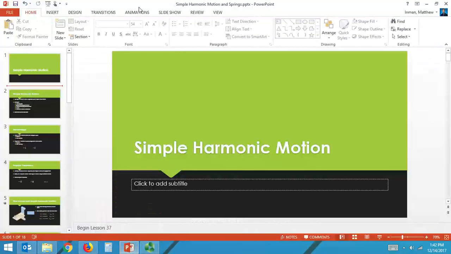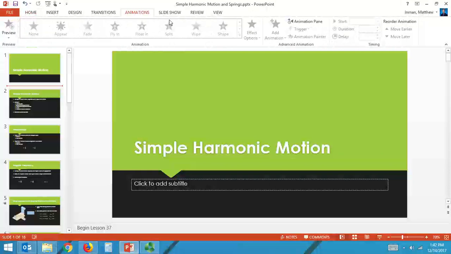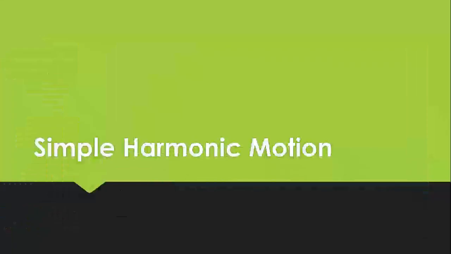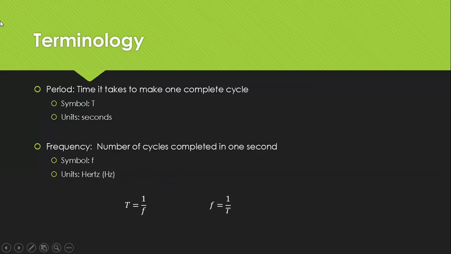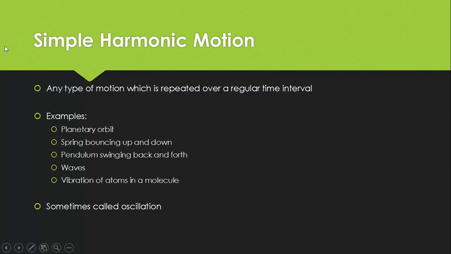All right, in this lesson, we're going to start looking at this idea of simple harmonic motion and talk about what it means and give some definitions that are important to talk about when we look at simple harmonic motion. First of all, when we talk about simple harmonic motion, that's really any type of motion that's repeated over a regular time interval. And it's a type of motion that happens over and over and over again.